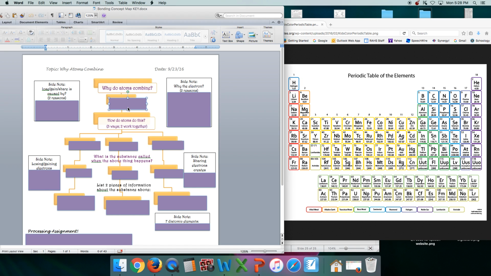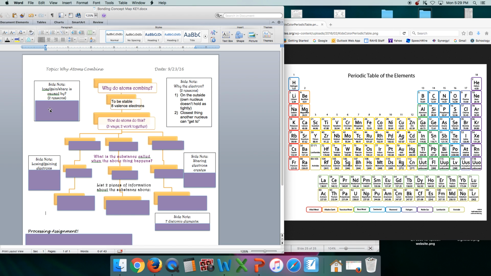Here we go. Why do atoms combine? They want to be stable, which means 8 valence electrons, all right? Why the electrons? Well, remember, it's because it's on the outside. The nucleus doesn't hold it as tightly because it's farther away. And it's the closest thing that another atom's nucleus can get to. So that's the first thing that gets attracted from another nucleus. And so that's why the electron.